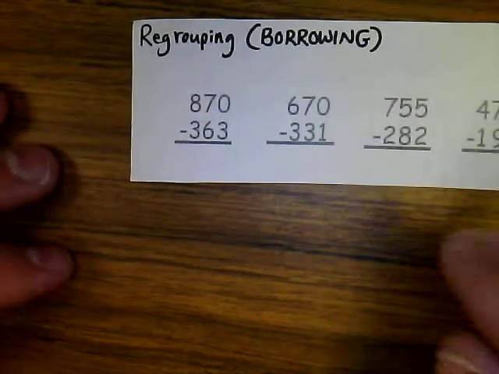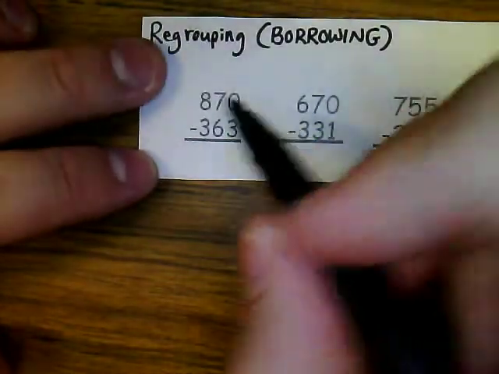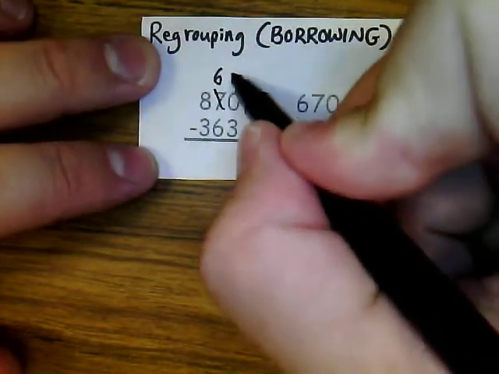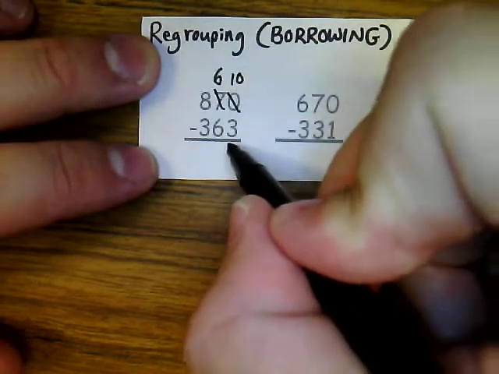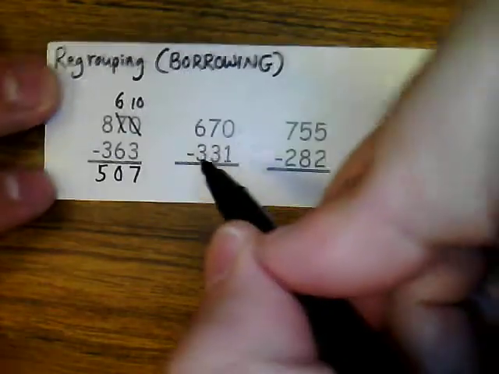Alright, today's video is just a turbo video on regrouping or borrowing with whole numbers. We cannot subtract 3 from 0, so we borrow from the 7. It becomes a 6. The 0 becomes a 10. 10 minus 3 is 7. 6 minus 6 is 0. 8 minus 3 is 5.